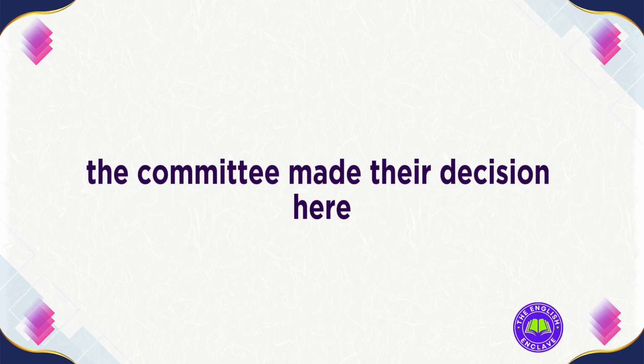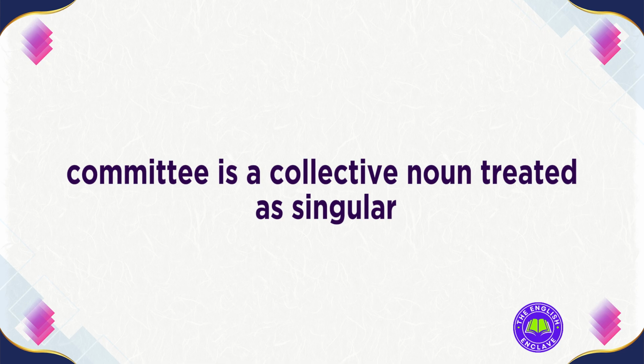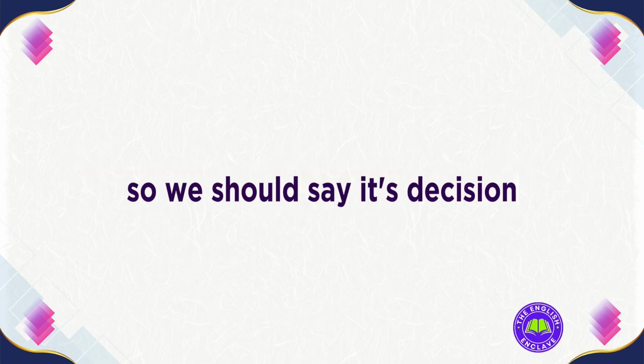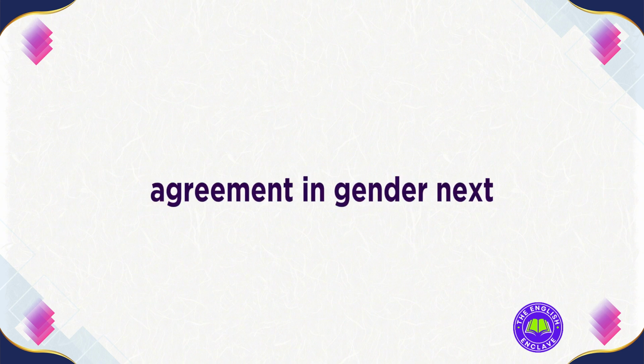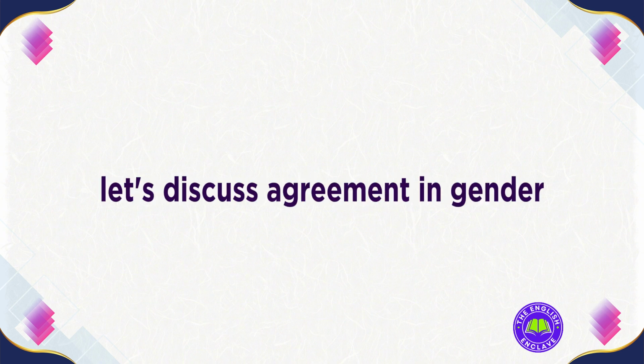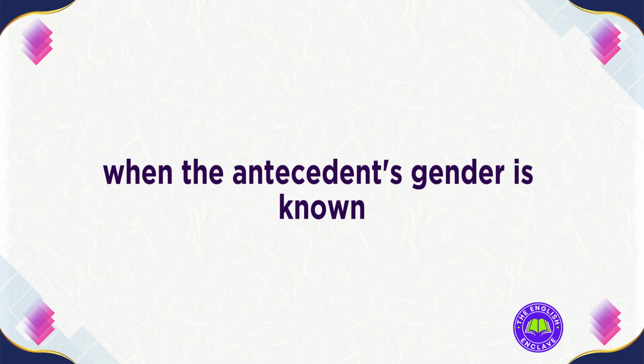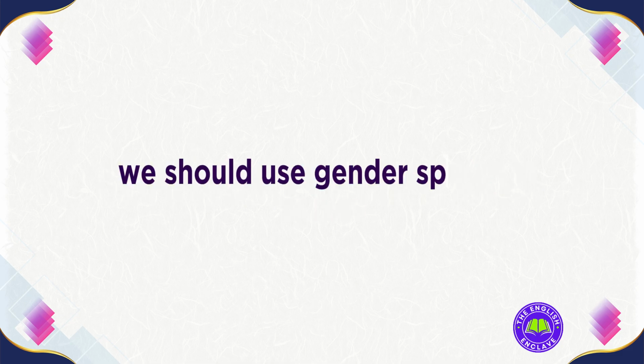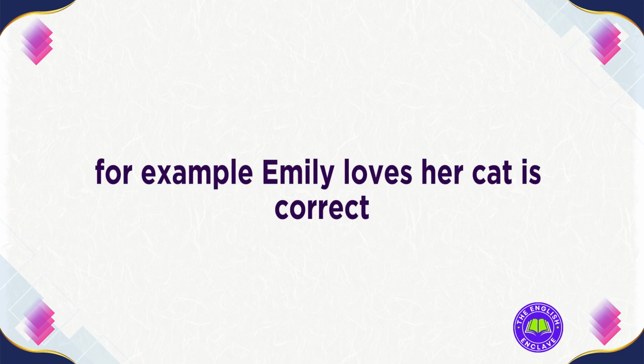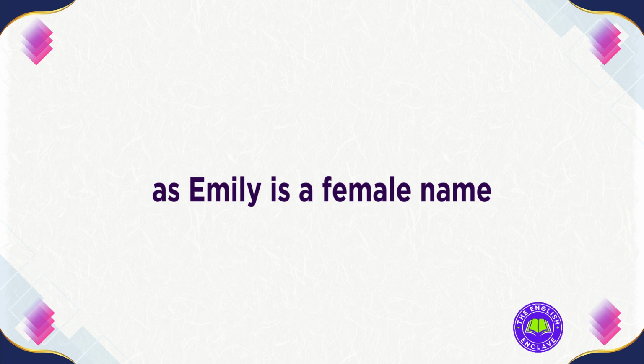"The committee made their decision." Here, committee is a collective noun treated as singular, so we should say, "its decision." Agreement in gender next. Let's discuss agreement in gender. When the antecedent's gender is known, we should use gender-specific pronouns. For example, "Emily loves her cat" is correct, as Emily is a female name.